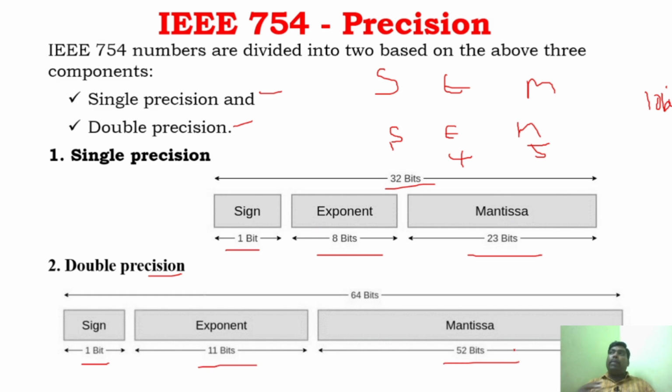That is, you can represent more values in double precision, right? It is more convenient, as you have more space. So as of now, single precision is 32 bit and double precision is 64 bit.